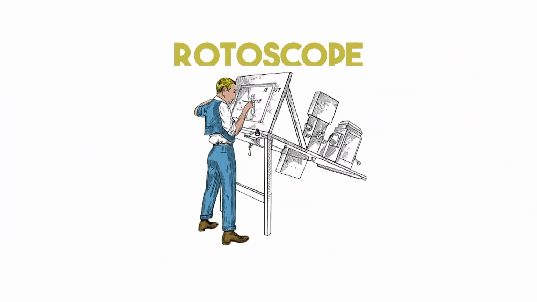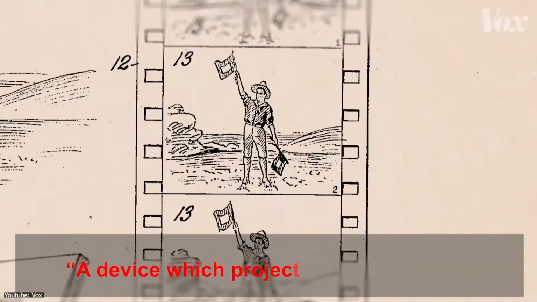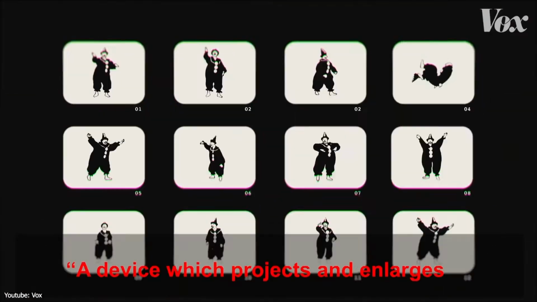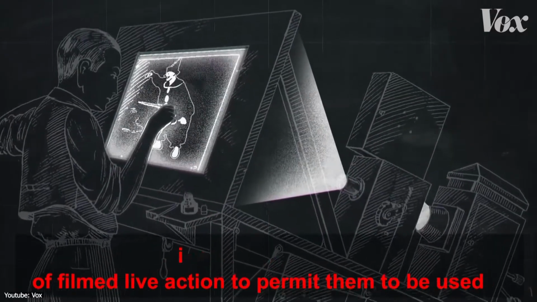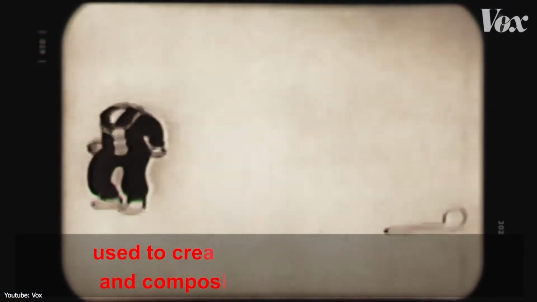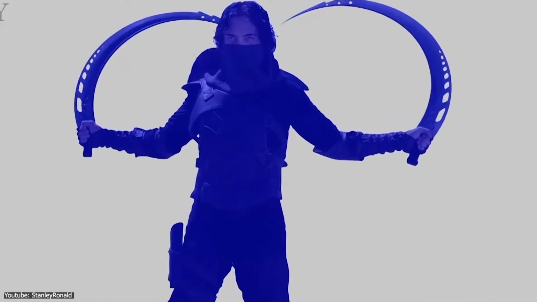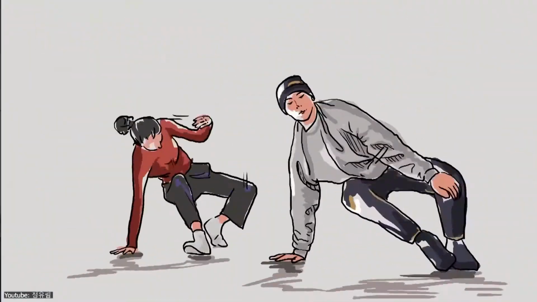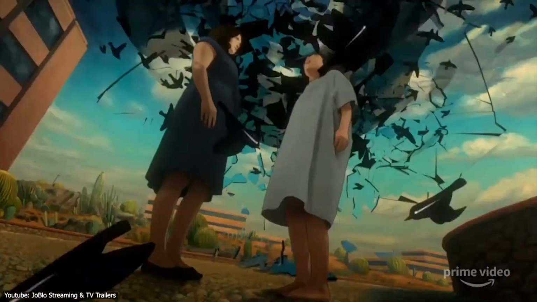Rotoscoping is the gerund of the word rotoscope, and according to the Oxford Dictionary, a rotoscope is a device which projects and enlarges individual frames of filmed live action to permit them to be used to create cartoon animation and composite film sequences. And more modernly, the term is also defined as a computer application which combines live action and other images in a film. According to these definitions, we can see the concept used in both visual effects and animation. Let's explore that a bit.